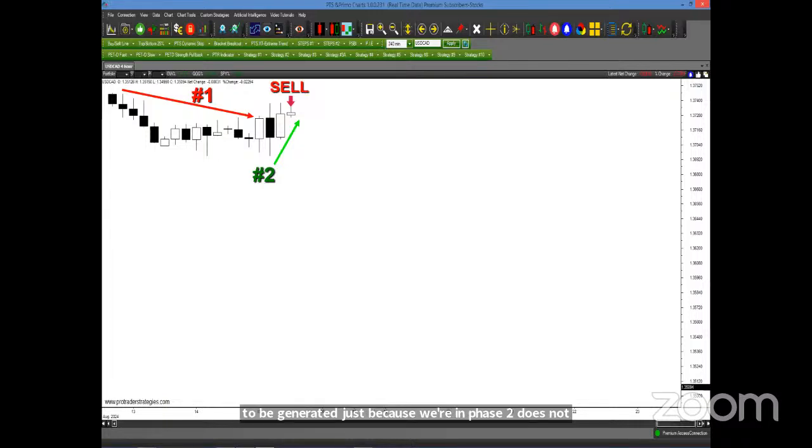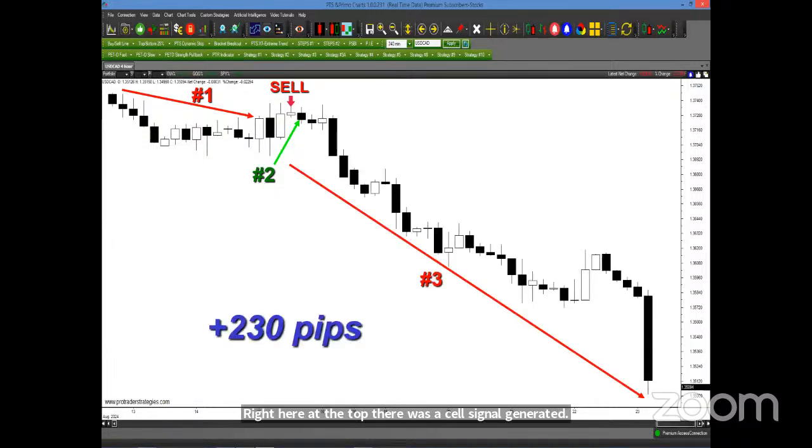So guess what? Right here at the top, there was a sell signal generated. Now, this just happened just last week in the Canadian dollar, and look what happened. It fell 230 pips. That's roughly about $2,300 per unit.